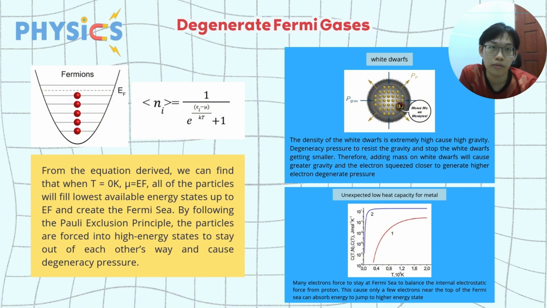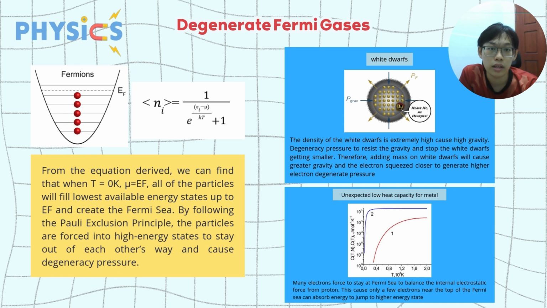And for a real-life example, degeneracy pressure supports the white dwarf, the blue one on the right-hand side. The white dwarf has extremely high density, so it has a very high gravity. The degeneracy pressure provided by the particles stops the white dwarf from getting smaller and smaller. And if you add mass, for the normal case, if you add mass to a planet, it will become bigger.